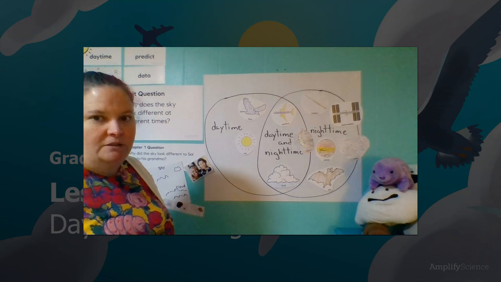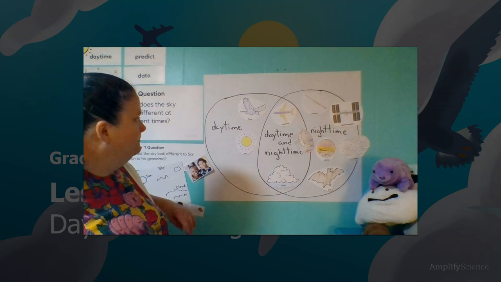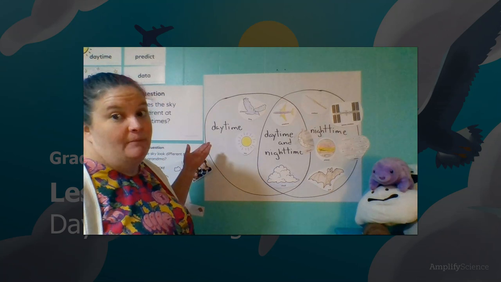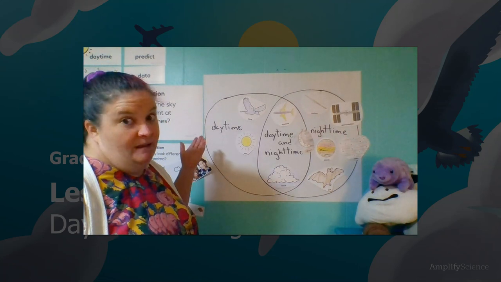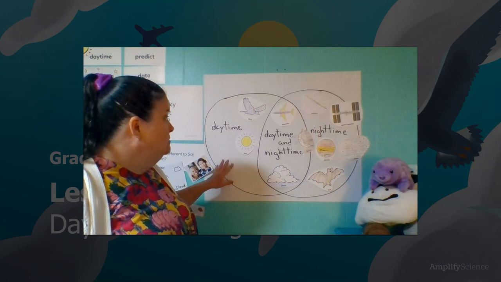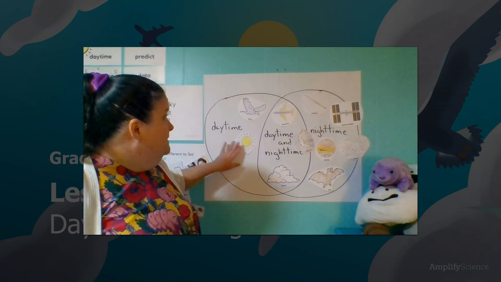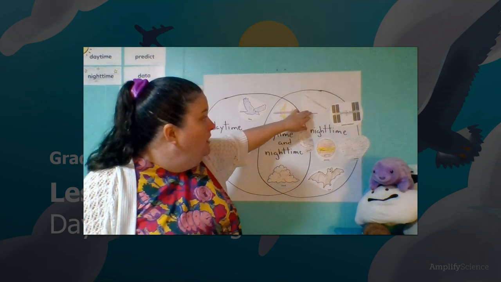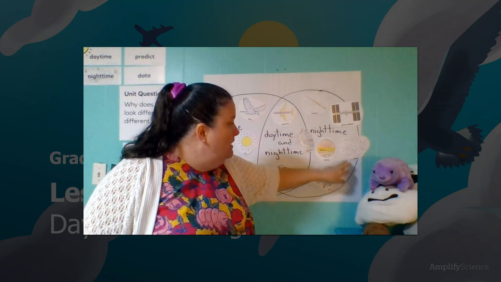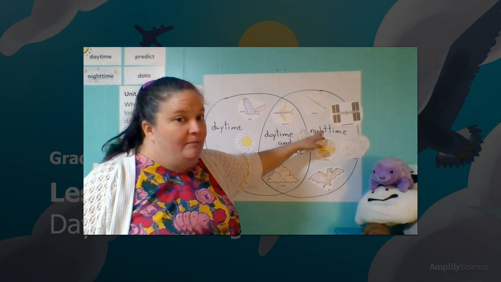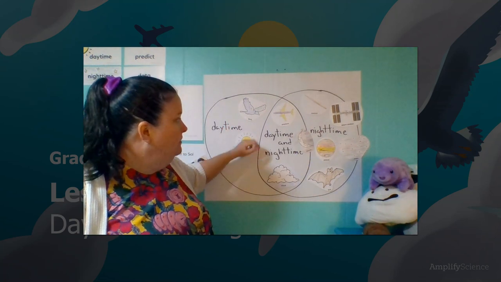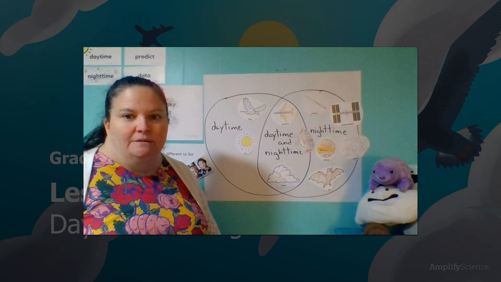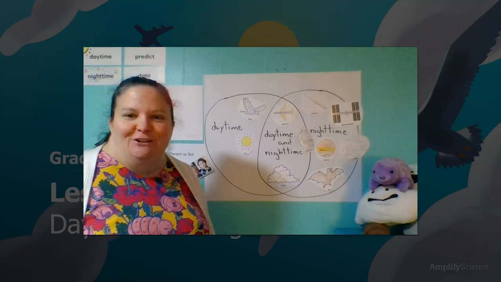So here's our chart, right? On my chart, and yours can be different, and I'm not saying mine is all correct, because I might be wrong on some of these. On my chart, I have the sun and the bird in daytime, and I have a meteor, a space station, stars, a planet, and a bat in nighttime. And the ones that are in both are an airplane, the moon, and clouds. What did your chart look like?